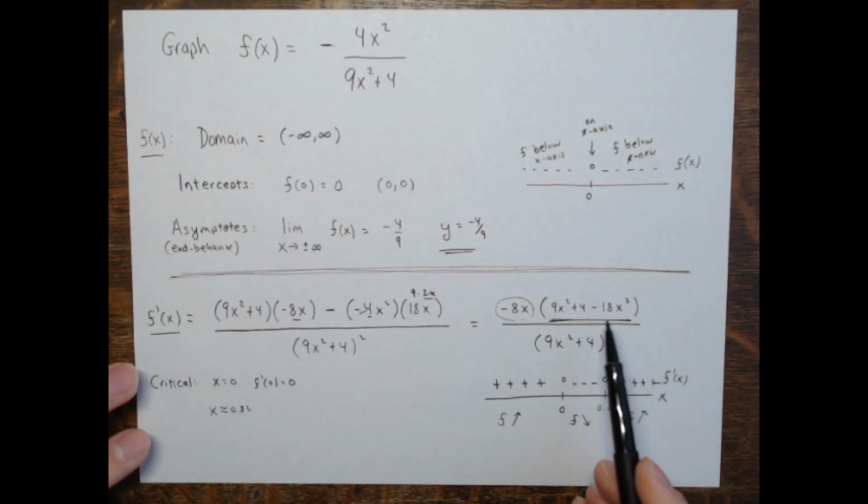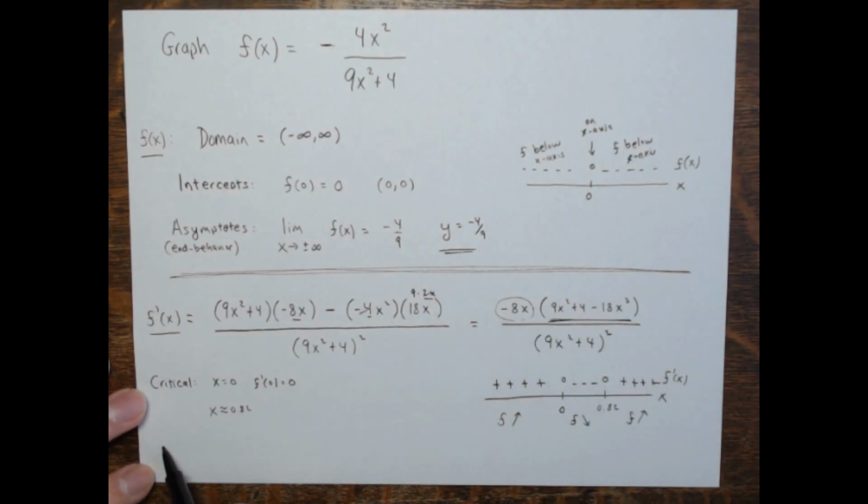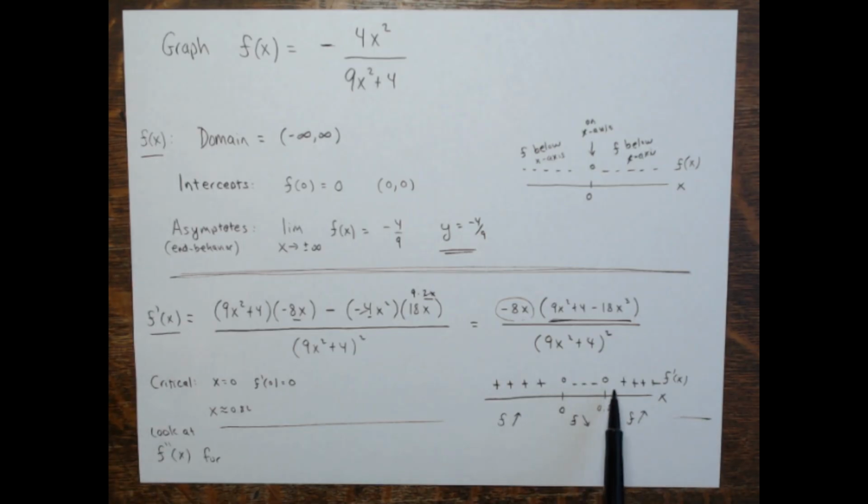All right. And then I would look at the second derivative for concavity. All right, so there's my first derivative information. Where's the first derivative 0? Where is it undefined? Where is it positive? Where is it negative? So you can say where the original function is going to be increasing or decreasing. And then you would look at the second derivative for concavity and points of inflection.